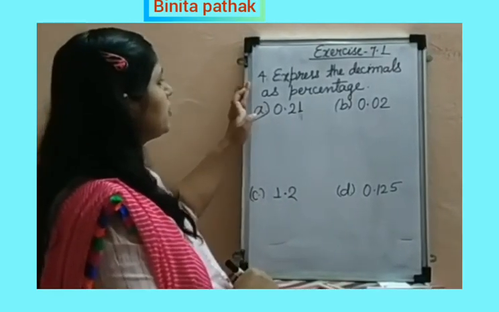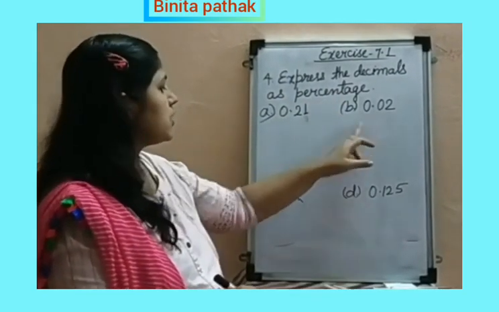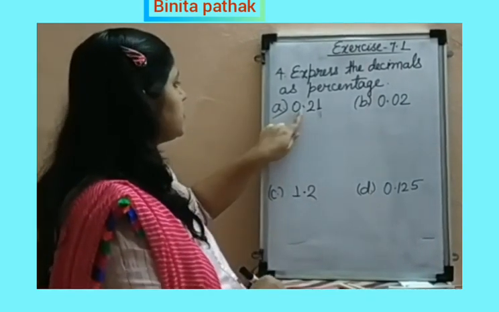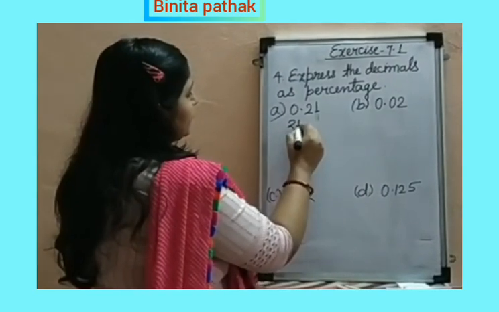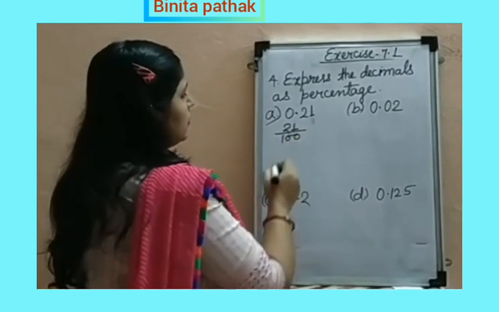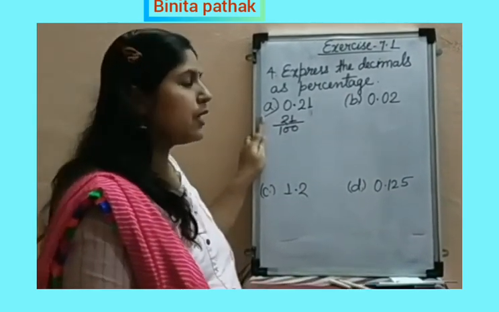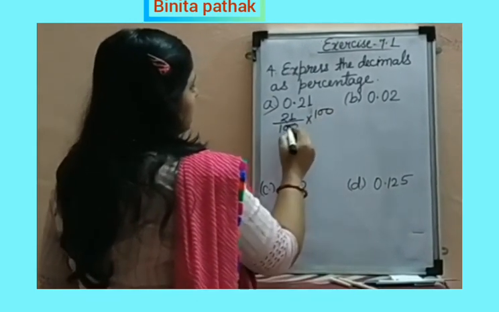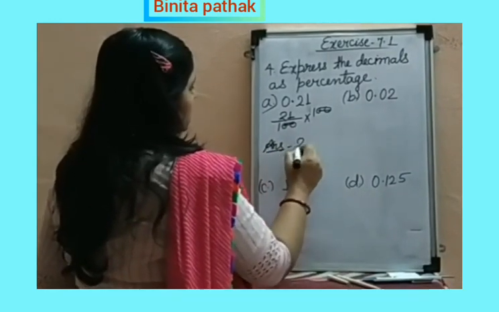Let's do our fourth question, that is 7.1, question number 4. Express the decimals as percentage. All questions are given in decimal and we need to convert them into percentage. So first we will remove the decimal from here. It will be 21 upon 100, as there are 2 digits after the decimal. Now I am going to convert it into percentage, so we will multiply it by 100. Cancelling the zeros, the answer is 21%.